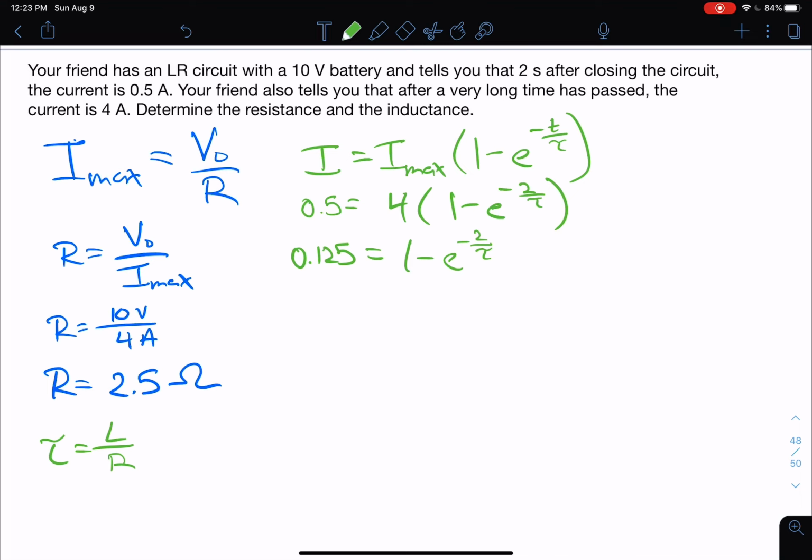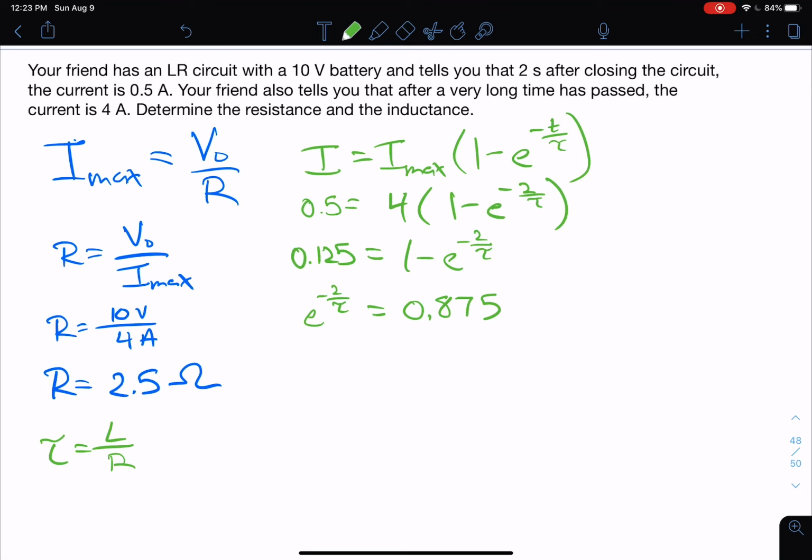And now bring the e over. This is e to the negative 2 over tau. And at the same time, I'm bringing the 0.125 over to the other side, subtracting it from the 1. So that's going to be 0.875.